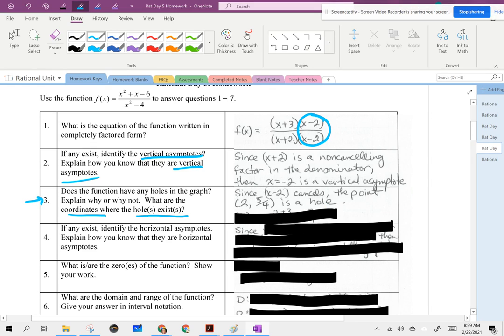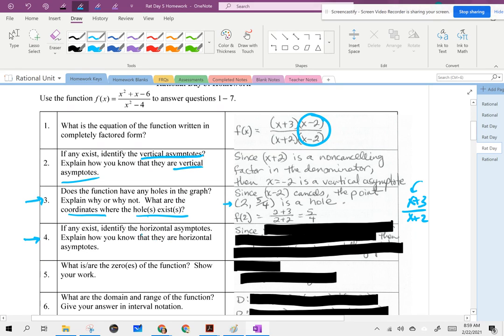So again, how do we calculate that? Well, we reduce the function to just be x plus 3 over x plus 2, and you're replacing x with 2, and we get 5/4, so that way we can generate the point. Okay, go ahead and answer number 4.